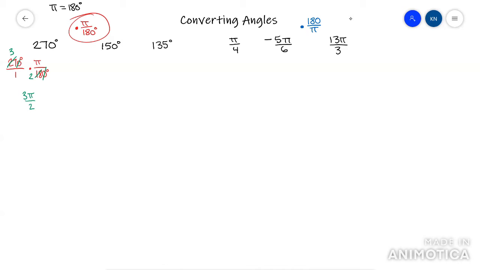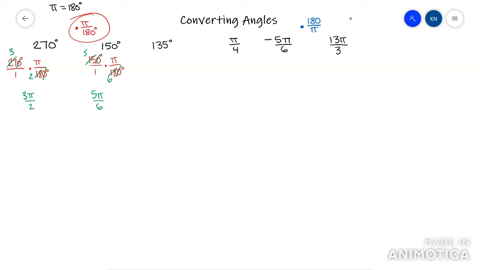Let's look at another. 150 degrees times by pi over 180 degrees. I would cancel the zeros. Now I've got 15 over 18. Both those numbers are divisible by 3, so you get 5 and 6. Then just write whatever's left. You got 5 pi over 6.